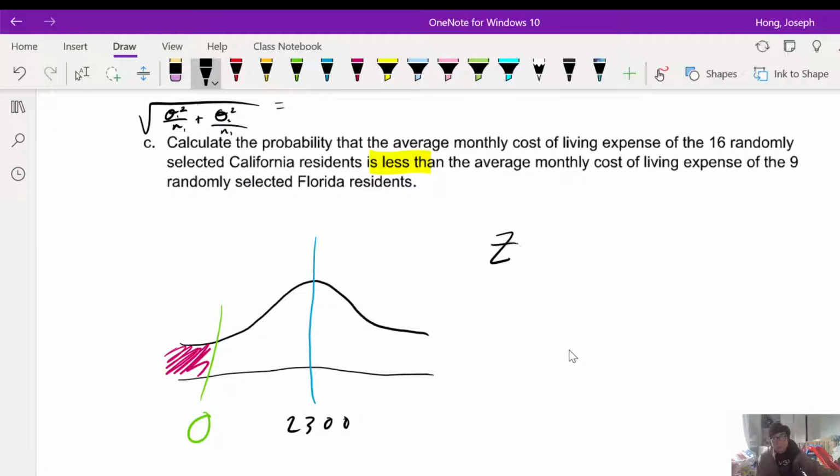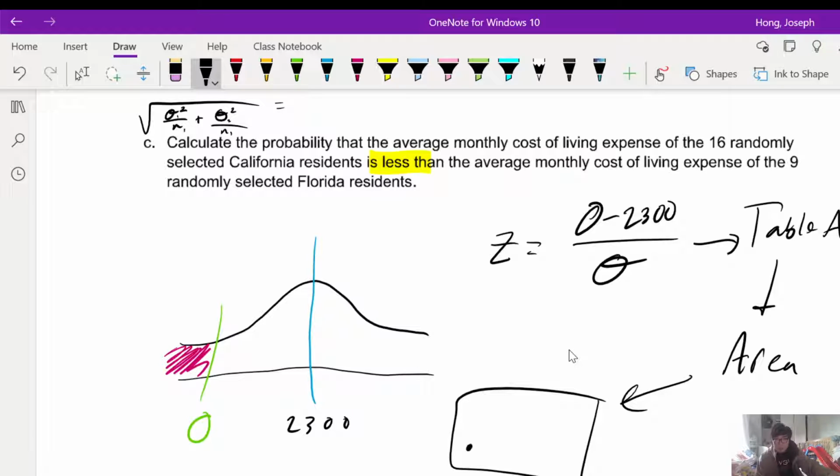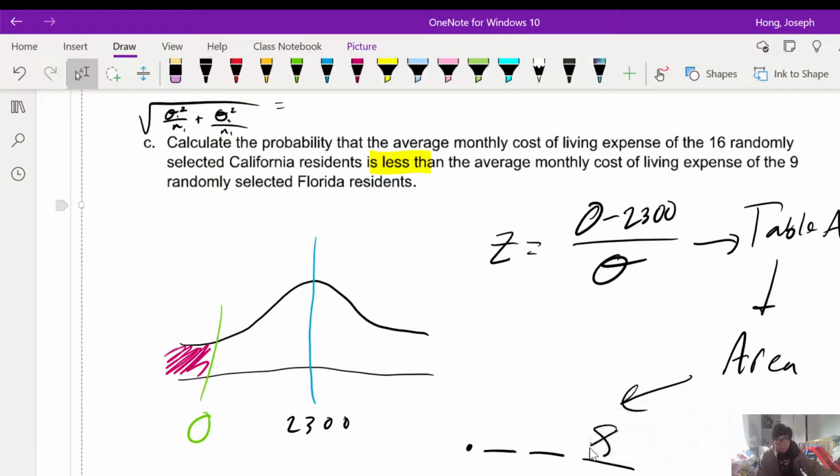So when you do your z-score, you need to take into consideration that you do need to find your standard deviation, but it's going to be 0 minus 2,300 divided by the standard deviation that you find from part two. And then, of course, you're going to do table A, and then you're going to actually just find the area. And that's going to be your answer here. I'll give you a hint. It's going to be point blank 8. Oh, sorry, that's not true. Here we go. 3 decimal points, and 8 is going to be the last decimal point that you find.